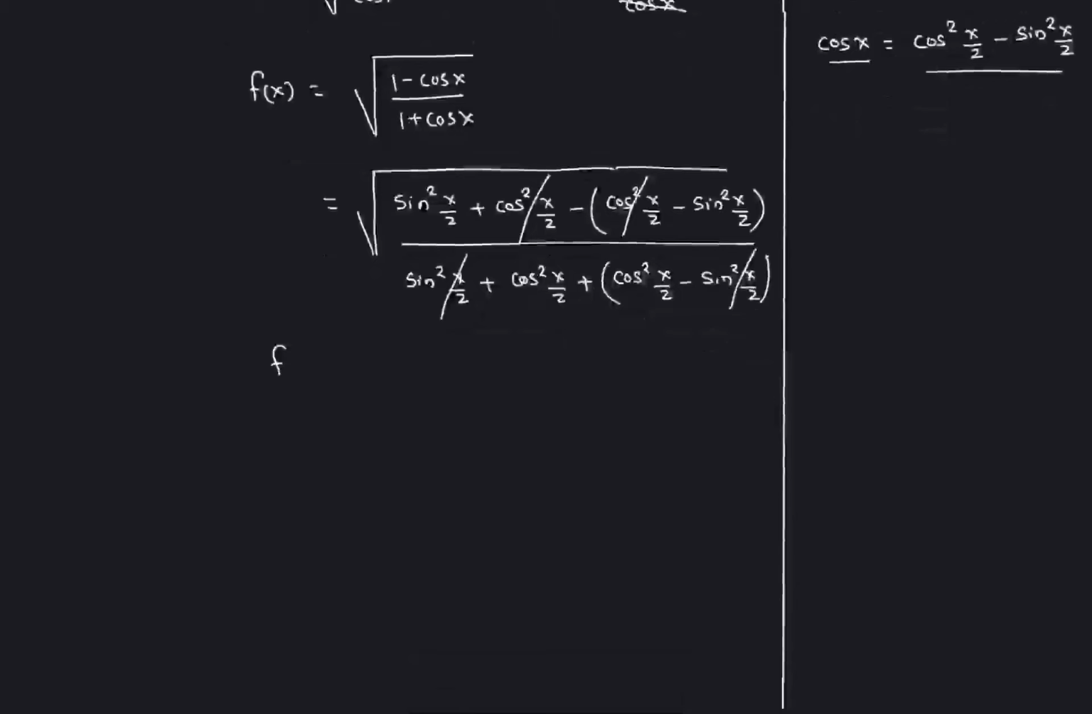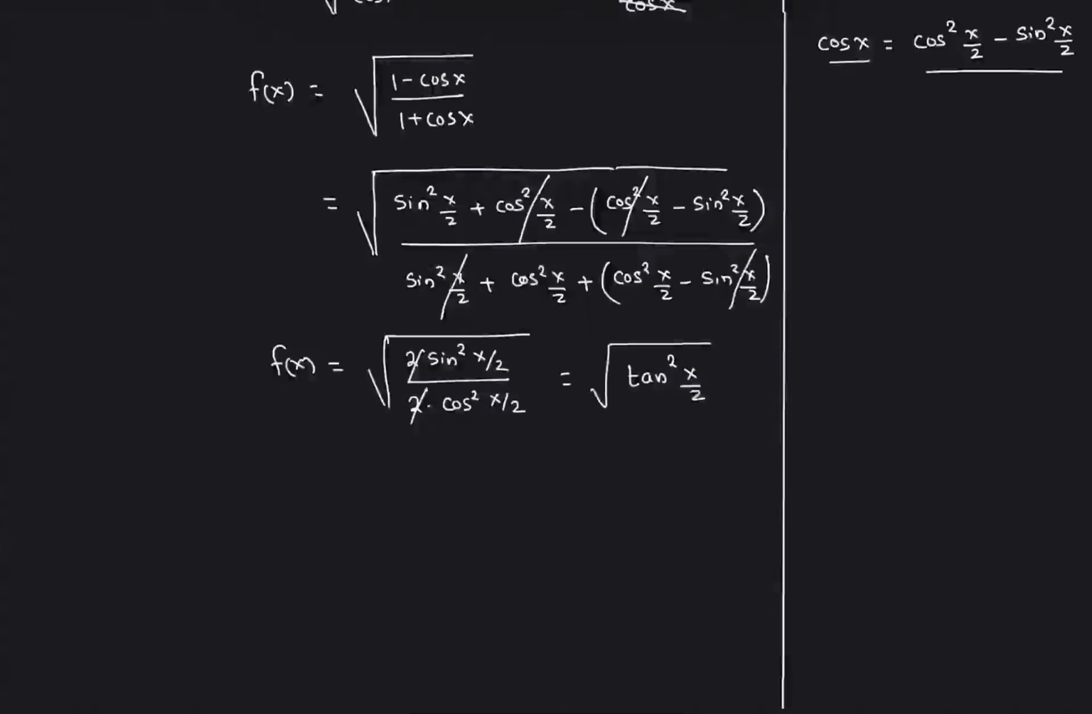So you can say your f of x is simplified to square root of 2 sin square x over 2 over 2 cos square x over 2. So 2 and 2 gets cancelled. Sin square x over 2 over cos square x over 2 can be written as tan square x over 2 whole root. So your function f of x now can be written as just tan x over 2 because square and square root gets cancelled.